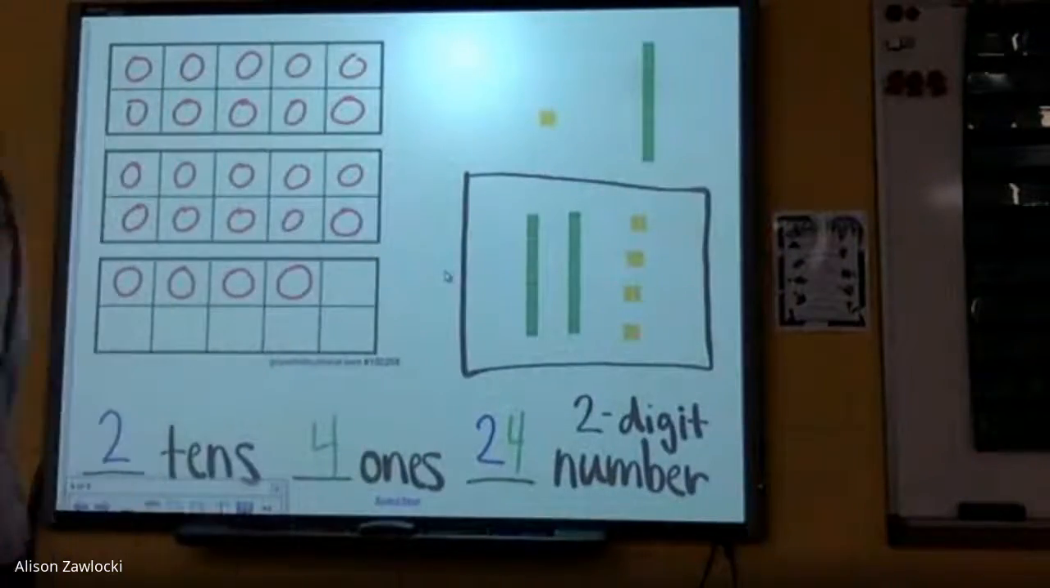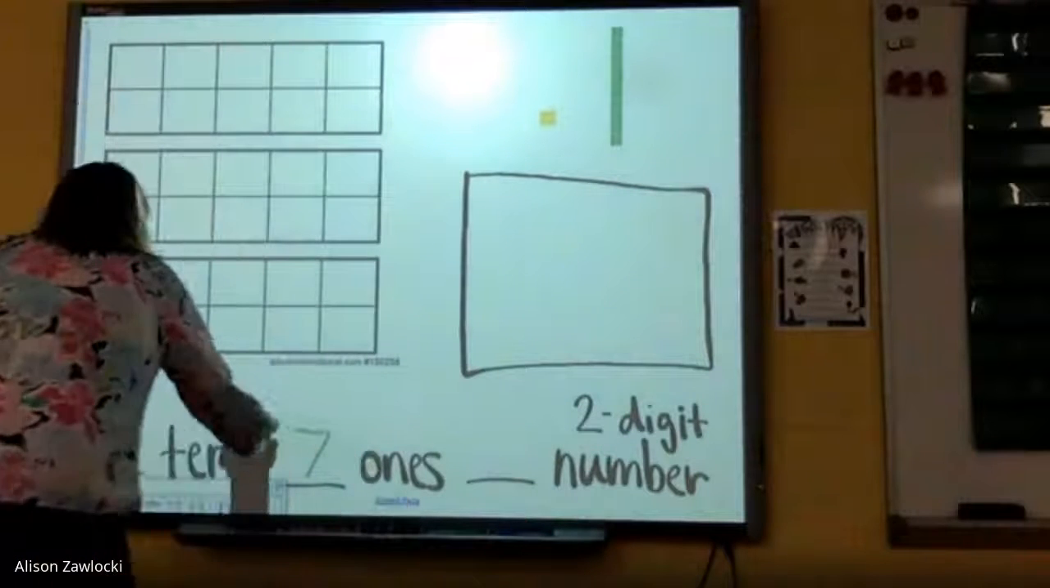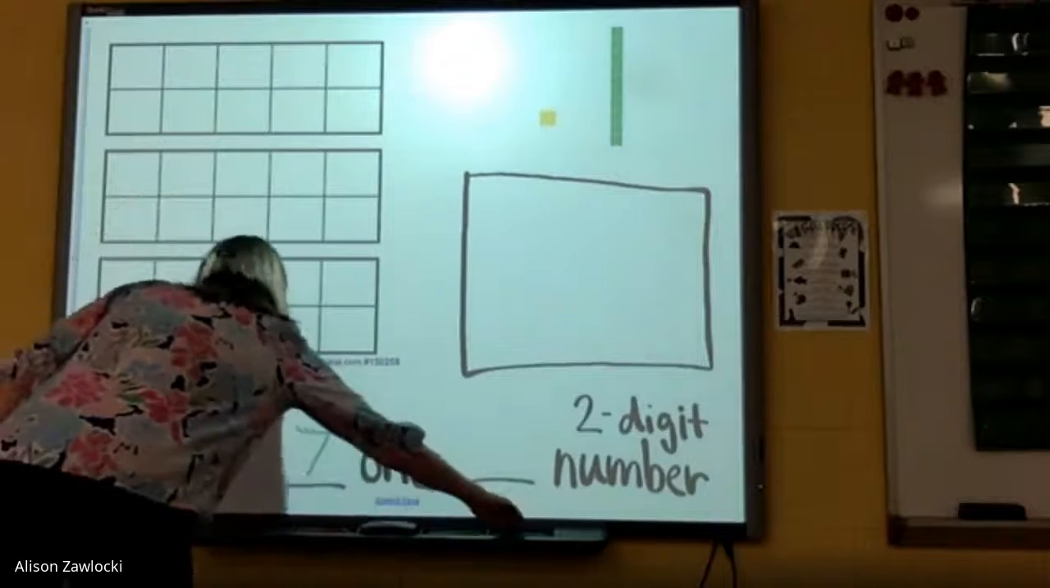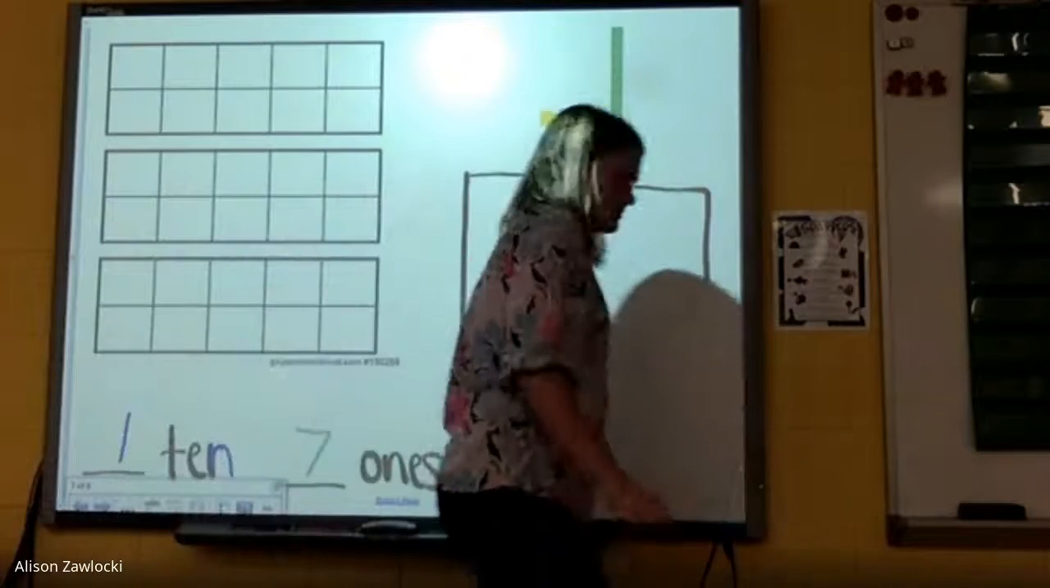Okay, let's do our next one together, and then we're going to have a challenge problem. Okay, go ahead and write this in your notebook. So we're going to write 1 ten and 7 ones. This needs to be 1 ten. 1 ten and 7 ones. Go ahead and write that.